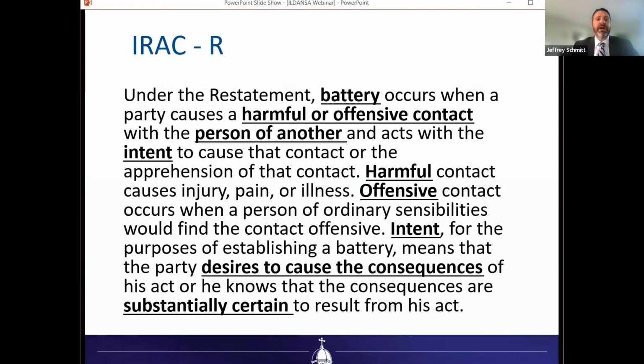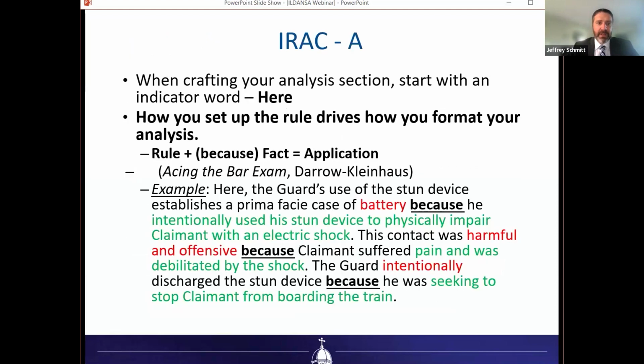So a battery is a harmful or offensive contact. That's your basic definition. Then you have to explain, get more specific. What does harmful mean? What does offensive mean? What is the intent that we need, right? Or for standing, you would have to say, well, these are our three elements, but what does it really mean to be concrete and particularized? You'd want to explain that.